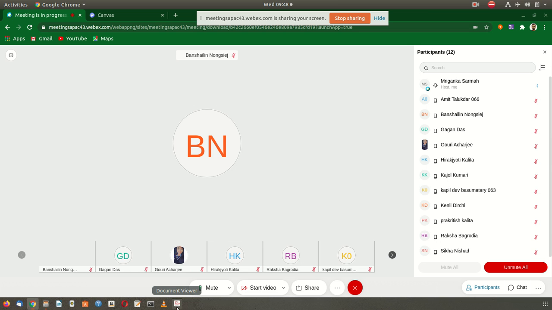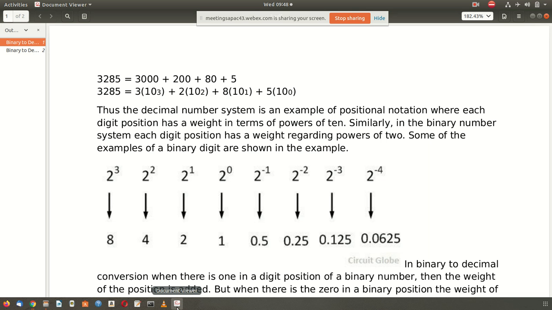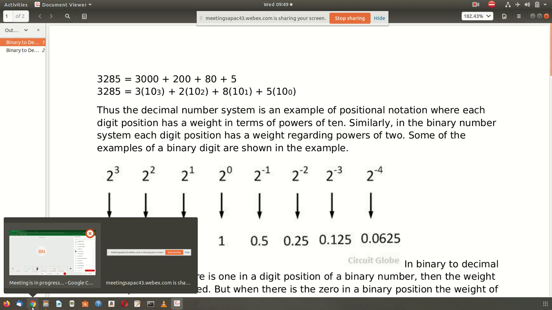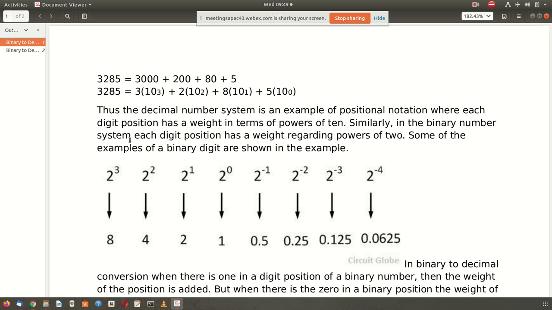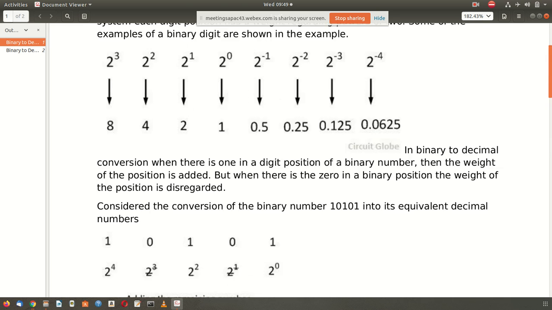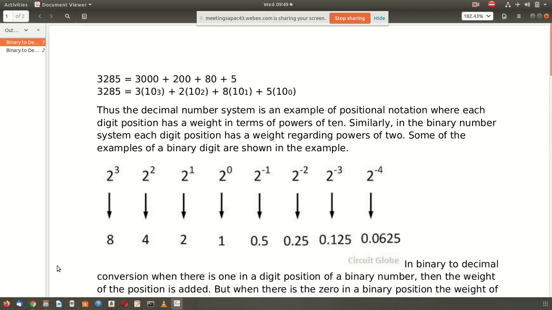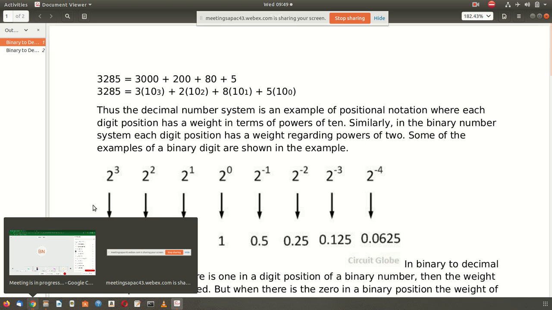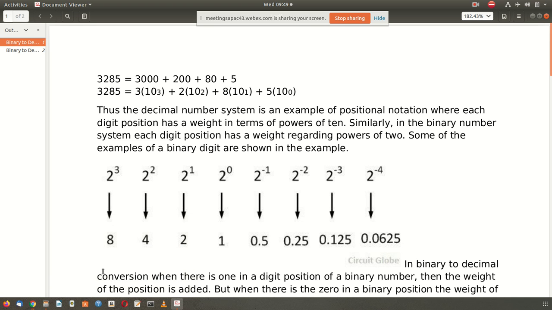Yesterday we were discussing the binary decimal relationship. Today we will continue the same topic. So as you can see, a binary number consists of only 1 and 0. You must have seen or heard about digital data.